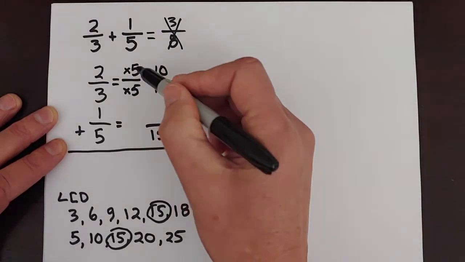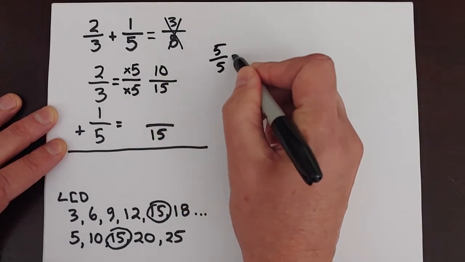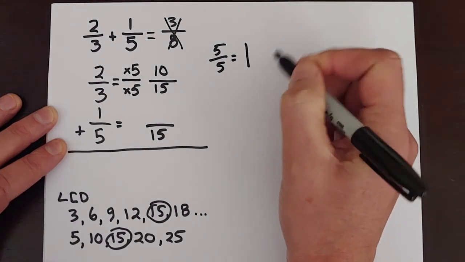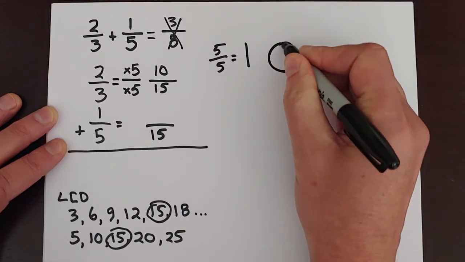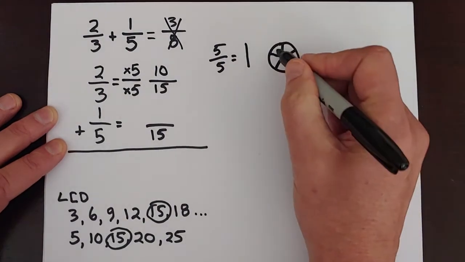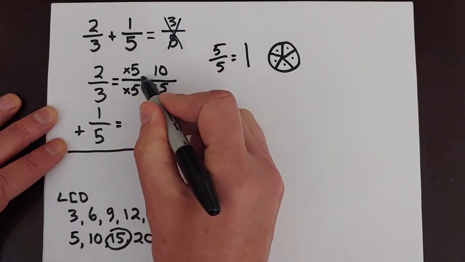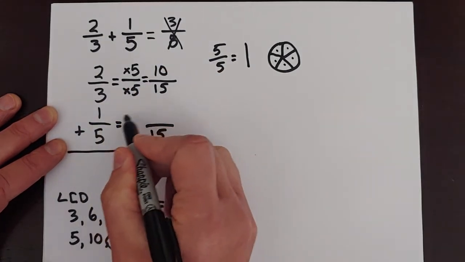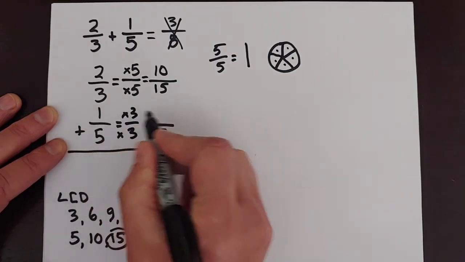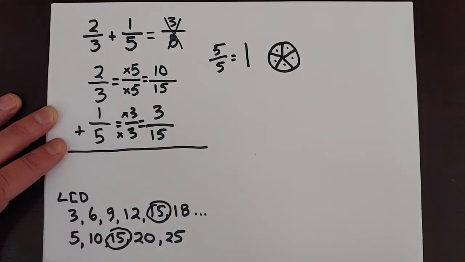2/3. And since we multiplied by 5 over 5, what does 5 over 5 equal? 5 over 5 equals 1 whole. If you have 5/5, fifths are a little more difficult to draw. Let me try. Not bad for an old man. If we have all 5/5, we have 1 whole. So when we multiply anything by 1, it stays the same. 2/3 equals 10/15. 1/5, multiply 5 times 3, so multiply 1 times 3. So 1/5 is equal to 3/15.